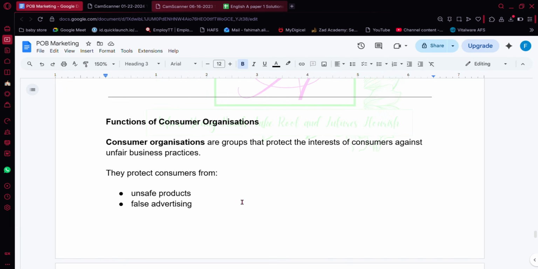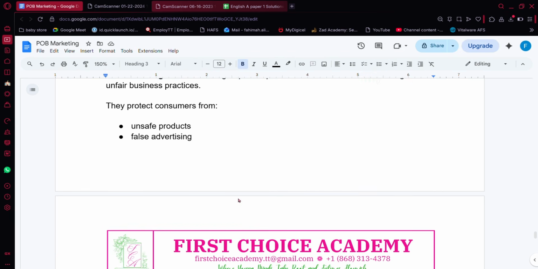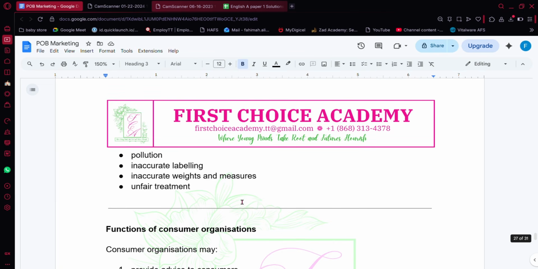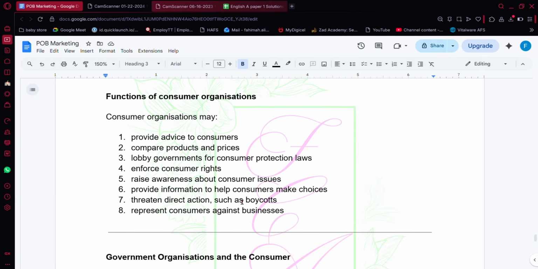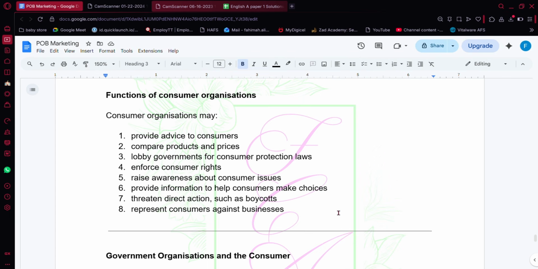Functions of consumer organizations. They are groups that protect the interests of consumers against unfair business practices. They protect them from unsafe products, false advertising, pollution, inaccurate labeling, inaccurate weights and measures, and unfair treatment. Their functions would be to provide advice to consumers, compare products and prices, lobby governments for consumer protection laws, enforce consumer rights, and represent consumers against businesses.